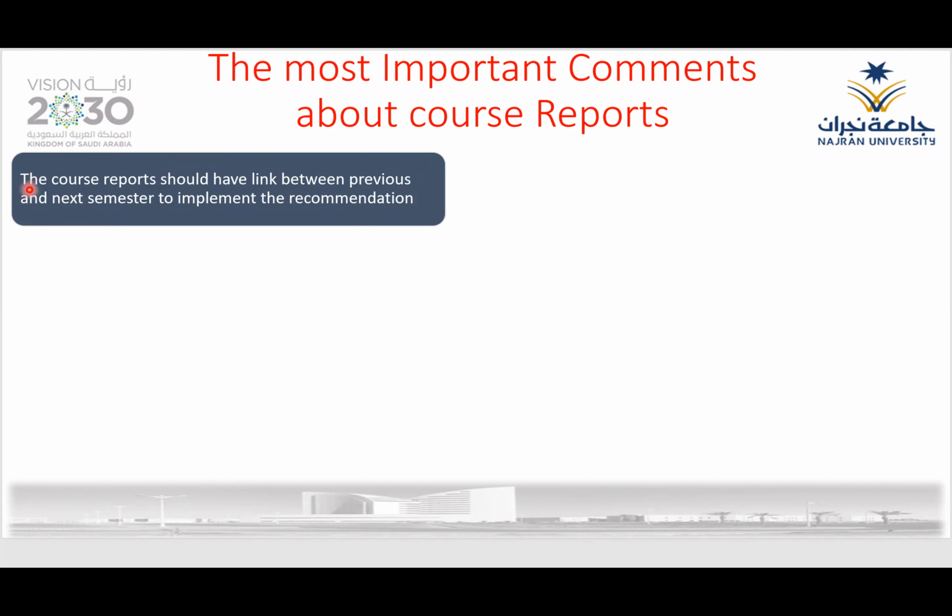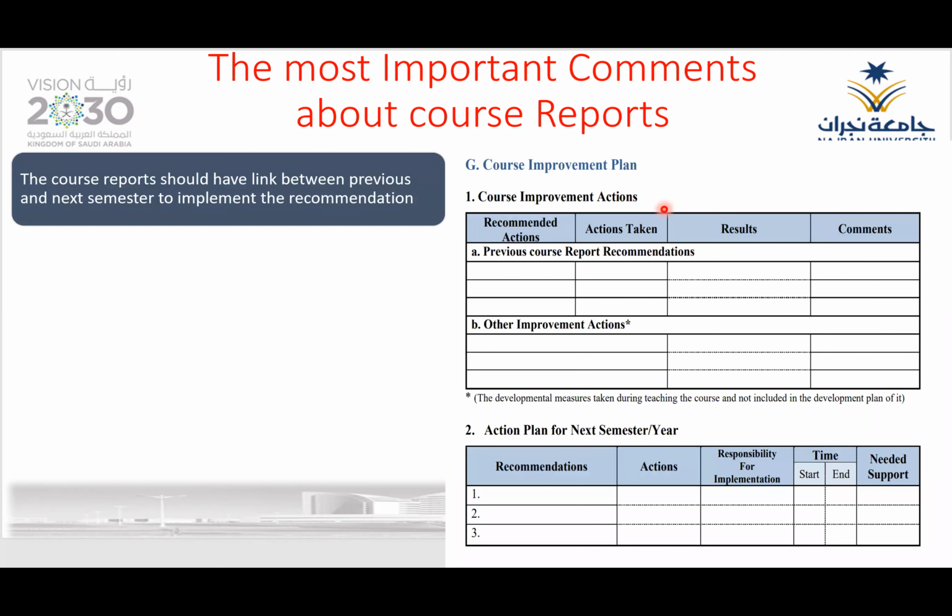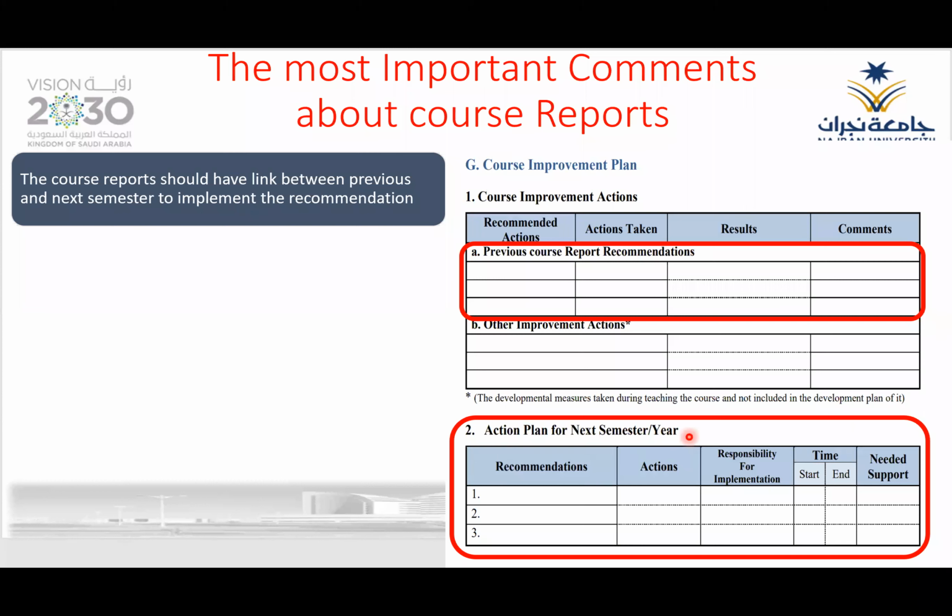They are saying the course report should have a link between the previous and next semester to implement the recommendation. What do they mean by that? We know that the last section in the course report is called the course improvement plan. And in this course improvement plan, we have part 1 and part 2. So what they mean is that the previous course report recommendation is not linked with the action plan for the next semester. For example, now I'm preparing the course report for this semester.